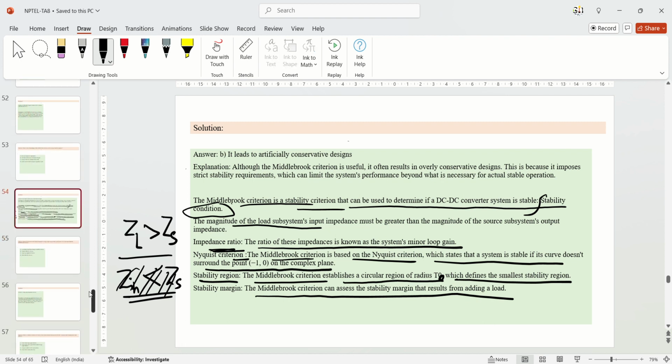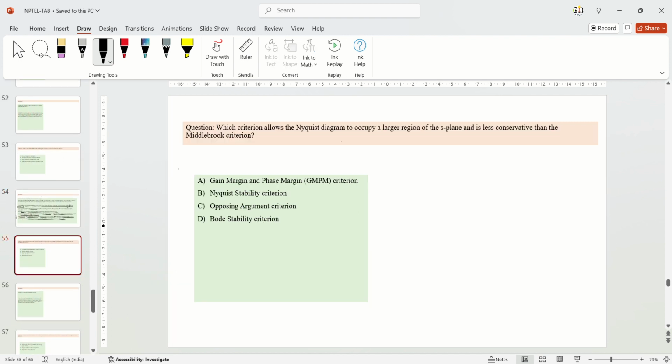Okay. So moving forward, which criteria allows the Nyquist diagram to occupy a larger region of the S-plane and is less conservative than the Middlebrook criteria? This is actually the Nyquist stability criteria only.